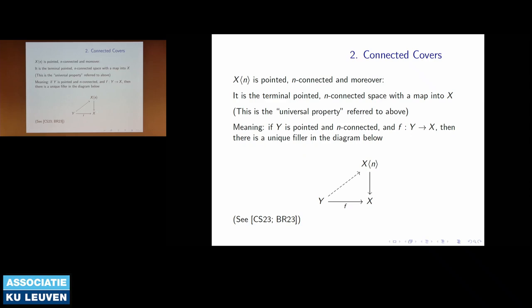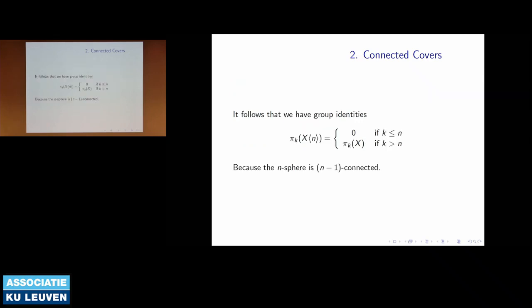This fact about connected covers appears in the paper by Christensen and Scoccola on the Hurewicz theorem, which I mentioned before, and also in a paper by Buchholtz and Rijke on long exact sequences of homotopy n-groups. It's pretty direct, now that we have this universal property, to observe that homotopy classes of maps from S^(n+k) into X angle brackets n are going to be in bijection with homotopy classes of maps from S^(n+k) into X, because the n-sphere is always (n-1)-connected.